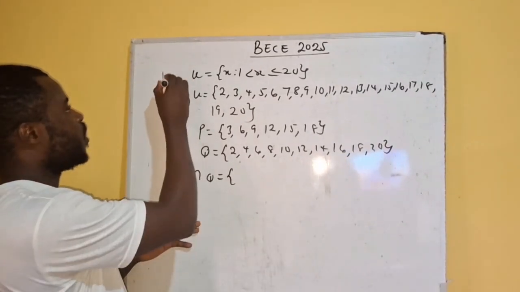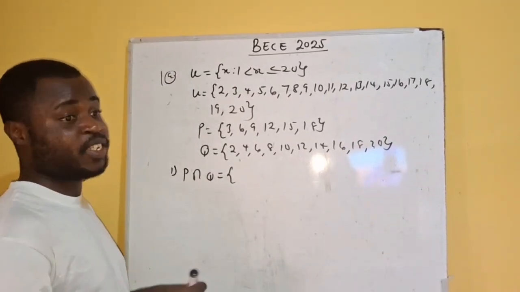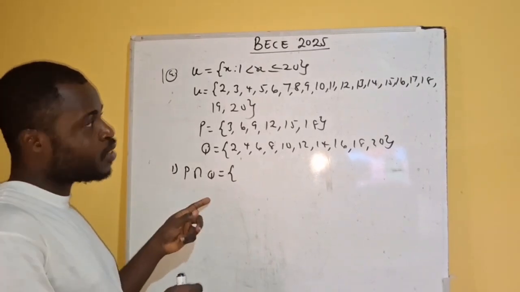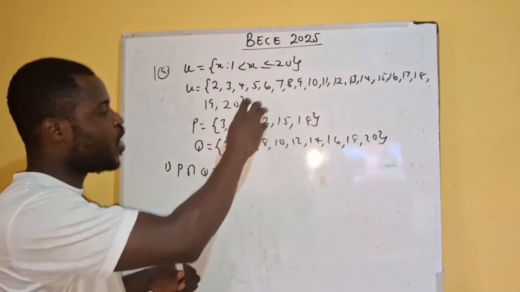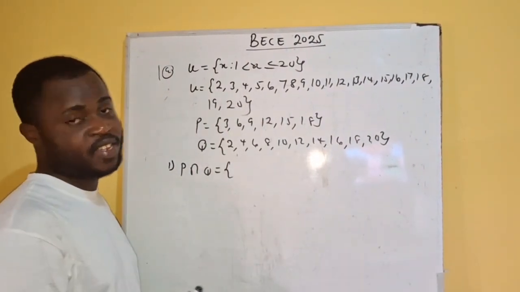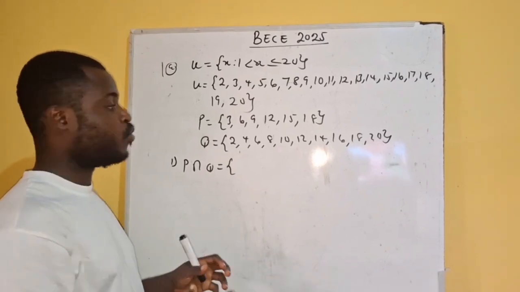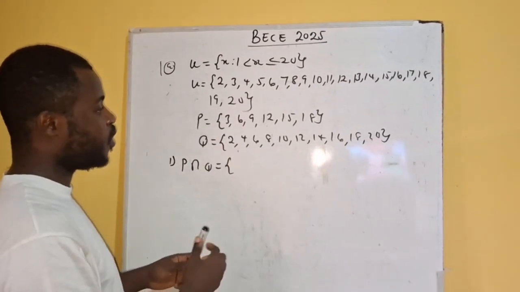Yes, this question 1a I. P intersection Q. And P intersection means the common members or elements between the given sets. That's what you have to know. So let's list the common members here.